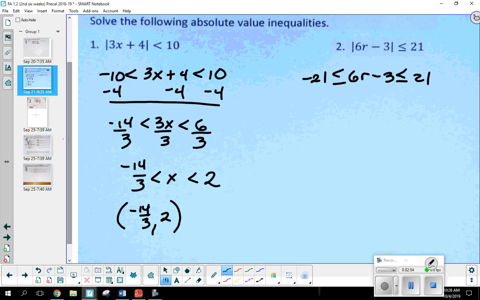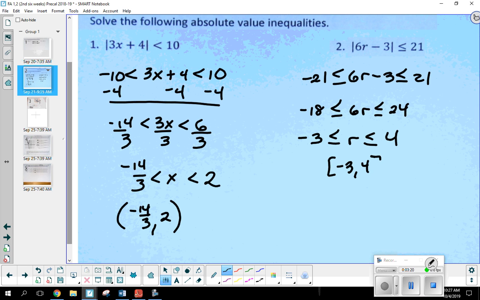Okay, so what should 6r be between if I add 3? Negative 18 and 24. So what are my boundaries on r for the solution? Negative 3 and 4. There we go. So with the equality this time, bracket, negative 3, 4. There we go. And if you go ahead and plug in one of those boundaries like negative 3, 6 times negative 3, negative 18, minus 3 is negative 21. Absolute value makes it positive. That is less than or equal to 21. And we're good. Yes, ma'am.